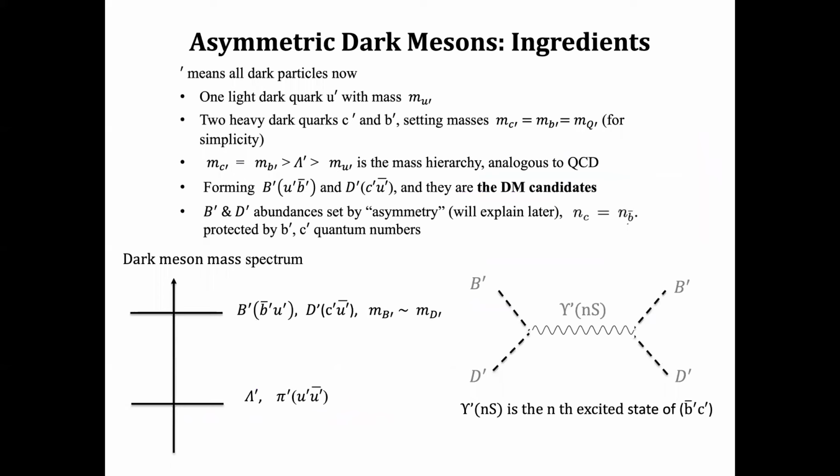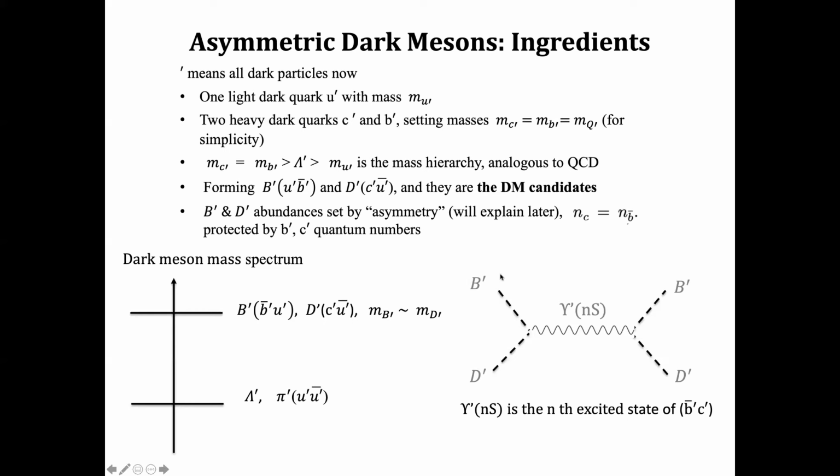So now we build an asymmetric model. So B prime and D prime abundance are set by the asymmetry, and this is how you fix the abundance. And for simplicity, we make the C prime and B prime quark the same mass. So in your spectrum, now you have a different spectrum. You have a B prime meson, you have a D prime meson. The mass of the B prime is about the same as the mass of D prime, much heavier than the lambda QCD dark, much heavier than the pion. So now you do have pions, and you have to worry about the pion.